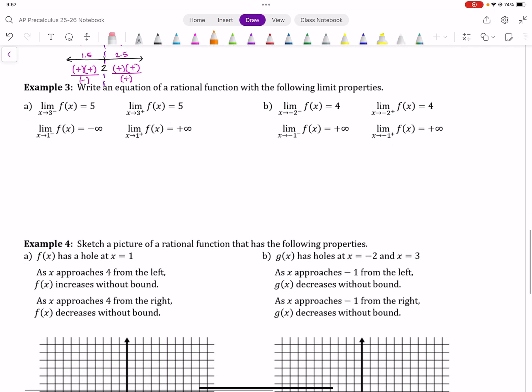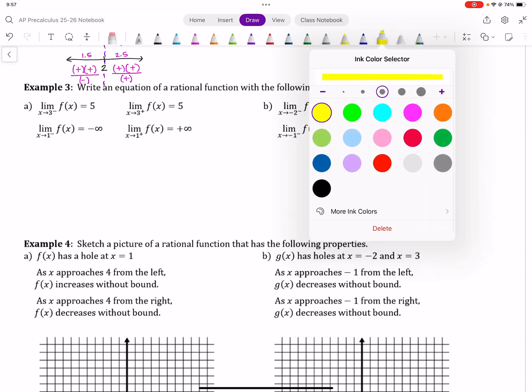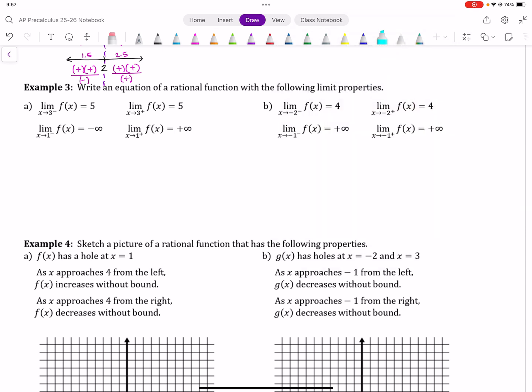So up next, we are being asked to write an equation of a rational function with the following limit properties. And we're given 4 different limits. So if you remember from earlier, when our limit equals a number, that means we have a hole. So our hole will be at x equals 3, because that is what our limit is approaching. Meaning we need an x minus 3 in our numerator and denominator.